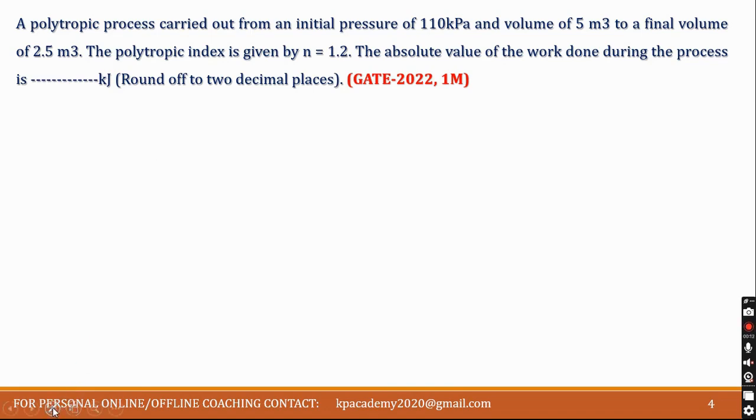So let's start. The question: a polytropic process is carried out from an initial pressure of 110 kilopascal and volume of 5 meter cube to a final volume of 2.5 meter cube. The polytropic index is given by n equal to 1.2. The absolute value of work done during the process is. So this was the question from GATE 2022 for 1 mark. So let's take a look at how to solve this numerical.